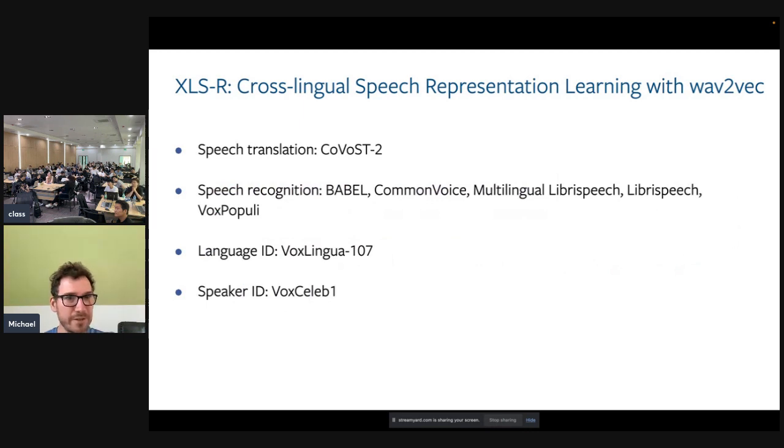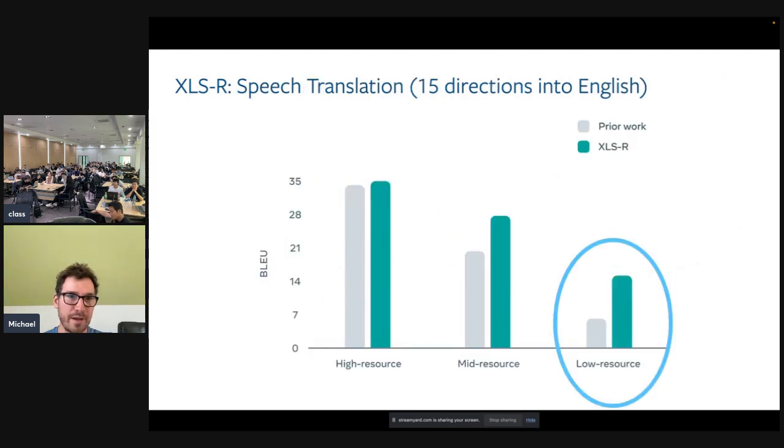We evaluated this model on a few different tasks, for example speech translation, so translating speech in one language to others, also speech recognition, language ID, etc. Where we found it being most effective was actually speech translation, so taking speech in a foreign language and translating it into English.